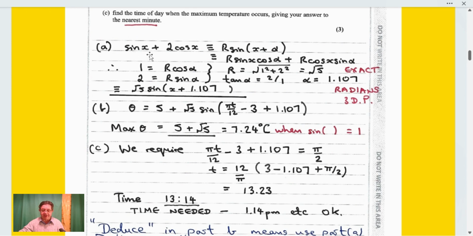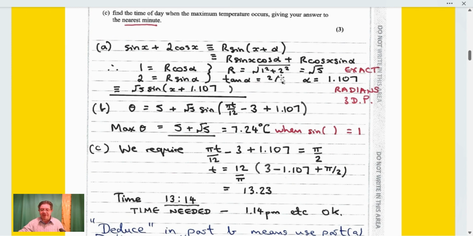On the left-hand side, there's 1 sine x, and on the right-hand side, r cos alpha. So 1 equals r cos alpha. And likewise, comparing the coefficients of cos x, we get 2 equals r sine alpha. Using Pythagoras, we find that r is the square root of 1 squared plus 2 squared, the root of 5. We're asked for an exact answer, so we leave it like that.